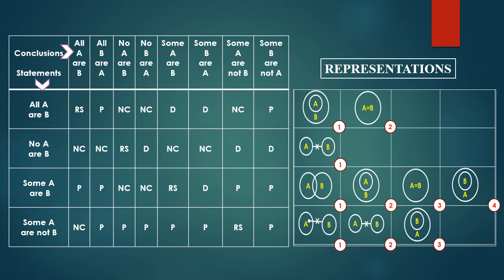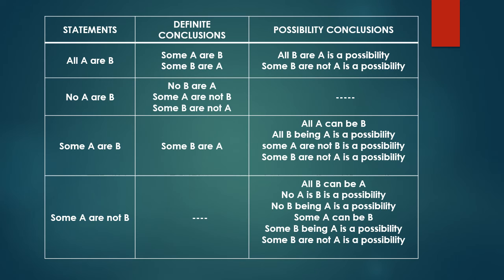So this table will be very important and it will come very handy when we are solving the questions. Anyhow, we don't have to memorize this table. Just for our better understanding of the concept, we are doing these things. This is the summing up of all the statements and their definite conclusions and possibility conclusions. Please pause the screen and just note it down. It will be very useful.